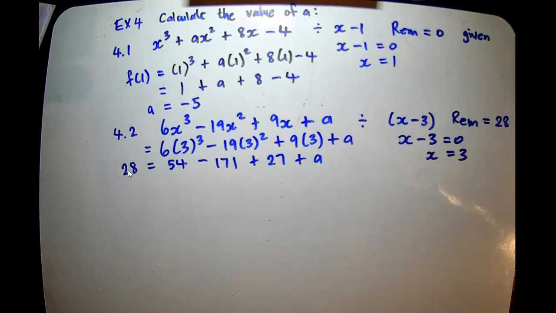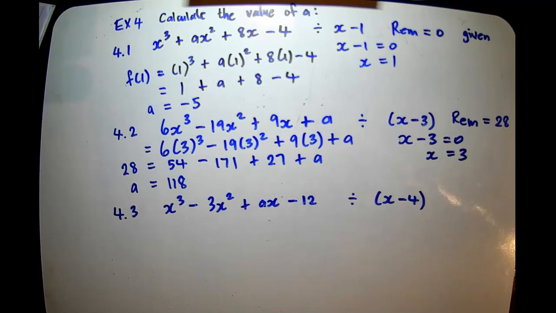Where did we get this 28 from? Don't forget that all of this must be equal to 28, because why? The remainder is 28. In the previous example, that was a 0. So a is equal to 118.